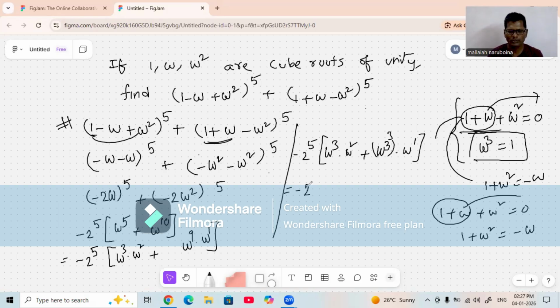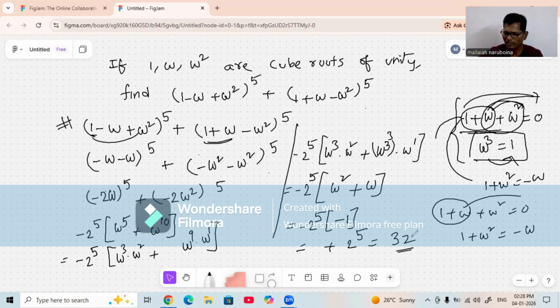Next, minus 2 to the power of 5. Omega cube value we know is 1, so 1 into omega square, that is omega square, plus omega cube is 1, 1 cube is 1, 1 into omega. Again minus 2 to the power of 5 times omega square plus omega. See here, omega square plus omega is equal to minus 1, so here write minus 1. So minus into minus, plus 2 to the power of 5. 2 to the power of 5 is 32. So the final value is 32.